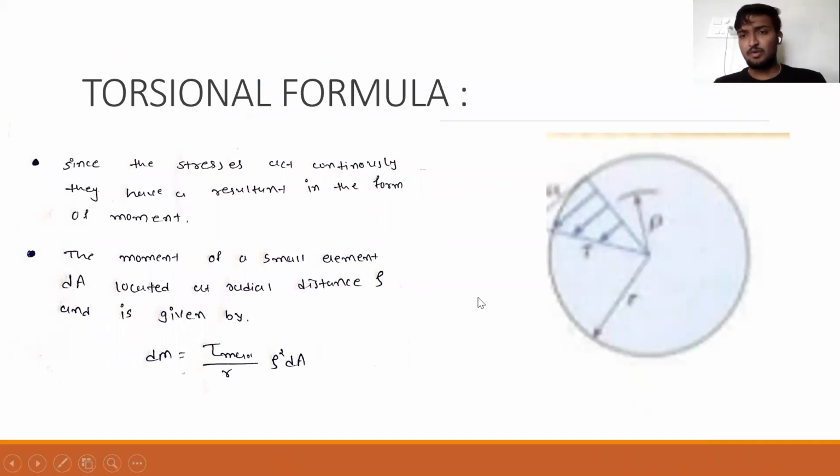So now we discuss torsional stress and strain formulas. See, this is a diagram of the torsional strain inside a round circle. Since the stresses are acting consistently, they have a resultant in the form of a moment. The moment of the smallest element dA located at a radial distance rho is given by dM equal to tau max by r times rho squared dA.